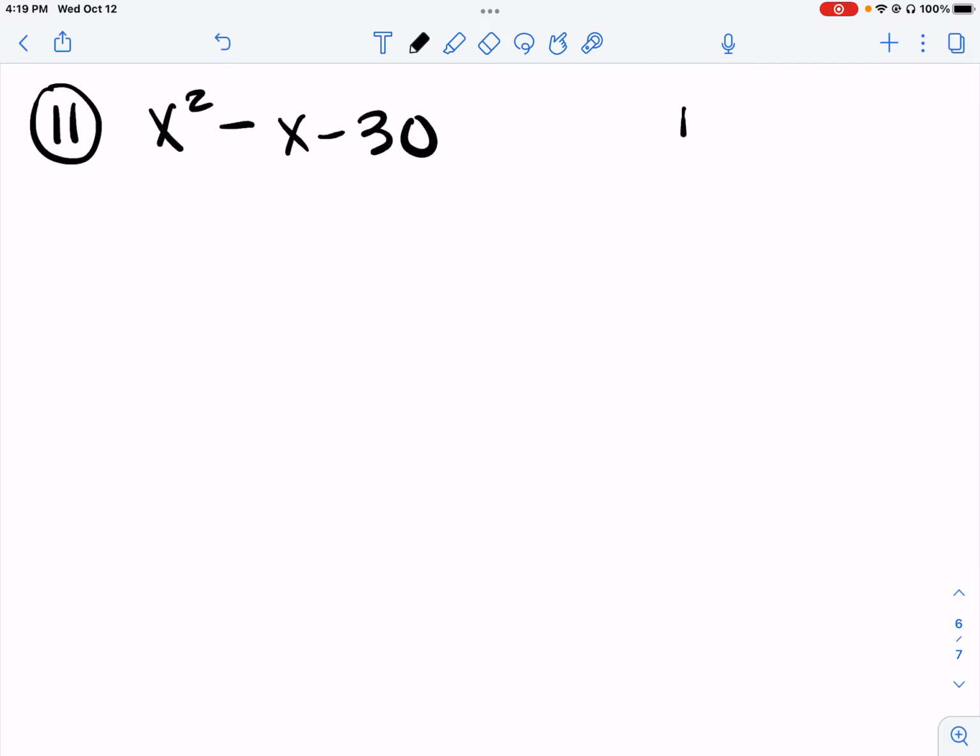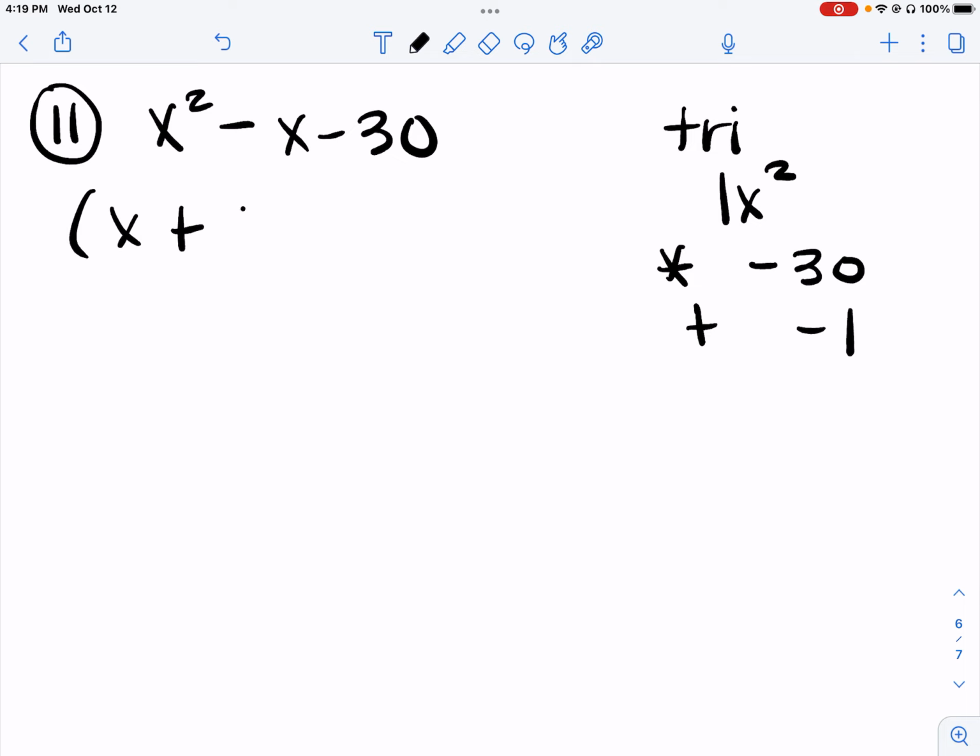Okay, this is also a trinomial. It's also a 1x squared. So we want to multiply to negative 30 and add to the negative 1. The negative 1 that's understood in front of x. Okay, so that would be positive 5 and minus 6, because 5 minus 6 is negative 1.